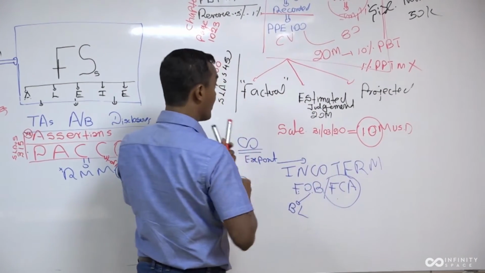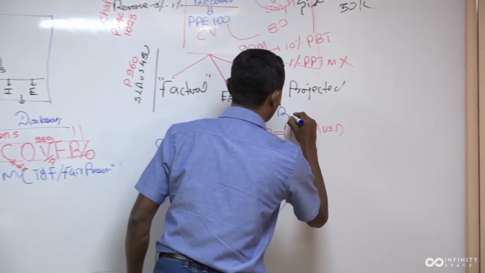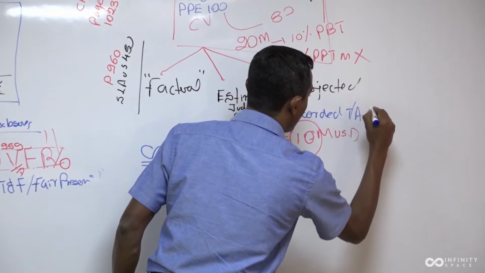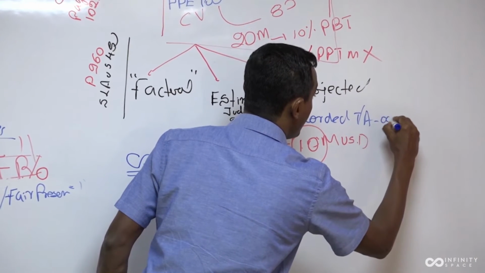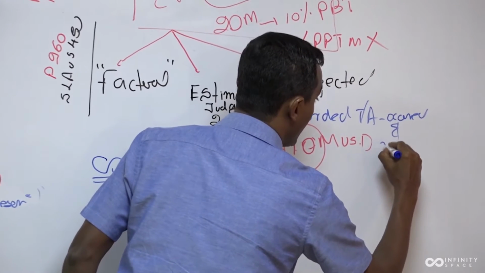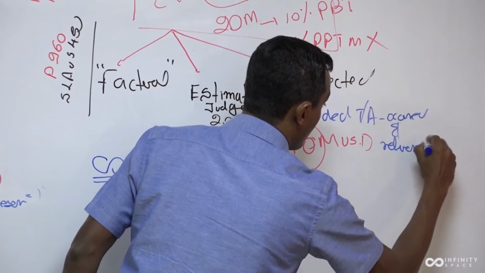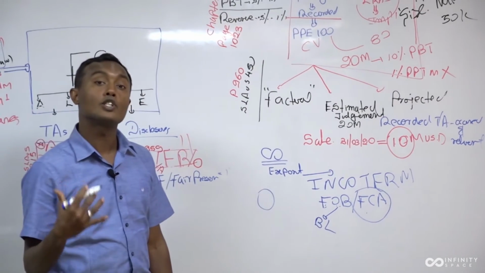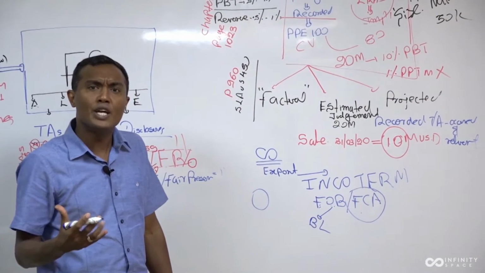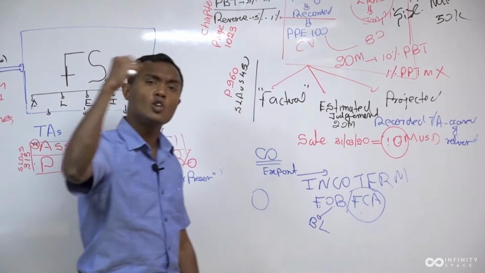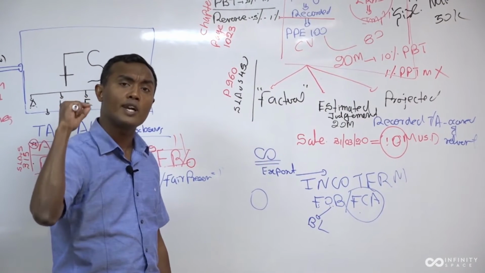Now you better write that. Recorded transaction, has it actually occurred? Recorded transaction occurred and relevant to the company. See, recorded transaction occurred. Now what does it mean? In the ledger, 10 million is recorded, but do we know whether it has occurred? At what point does it occur?